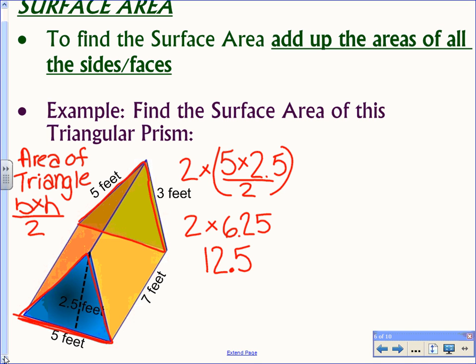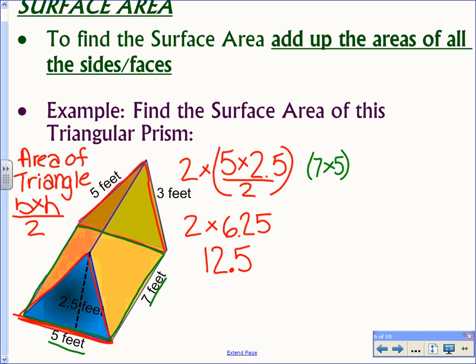Now the other faces of this triangular prism are all rectangles. We have 3 different sized rectangles. So I'm going to start with the bottom. The bottom of this triangular prism is a 7-foot by 5-foot rectangle. So to find the area of that rectangle, I multiply 7 by 5.